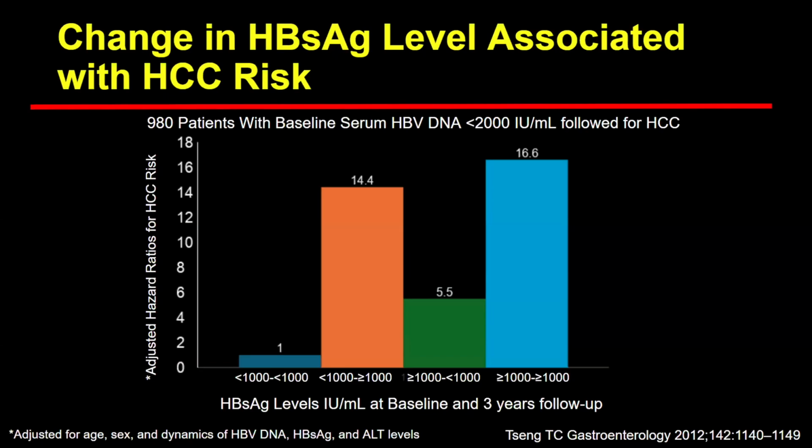An increase in surface antigen greater than 1,000, shown by the orange bar, was associated with an increased risk of liver cancer, as opposed to a decline to less than 1,000, shown by the green bar, which is associated with a subsequent decline in risk of HCC. So these data highlight one example of how serial monitoring of surface antigen can be used clinically to help you manage patients. Next slide, please.